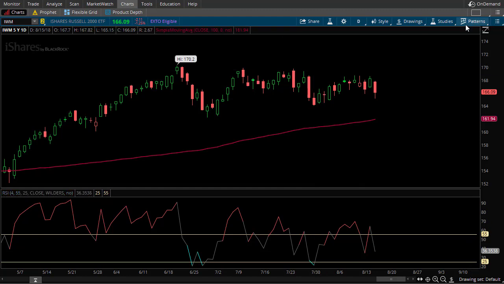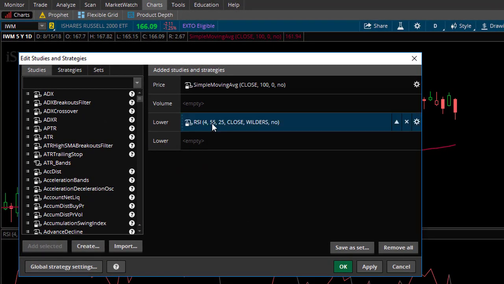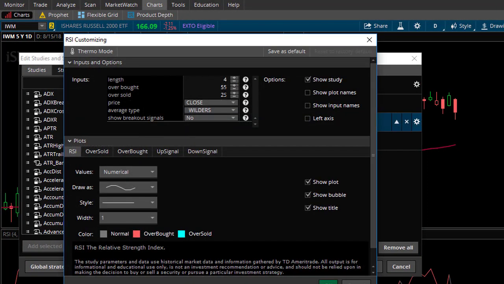And I'm going to go into the studies here, and let's just look at the settings first. Under the RSI, usually the default for many platforms is 14. We're going to use a length of 4. And the overbought and oversold conditions are going to be 55 for overbought, which I know doesn't seem that high, but you'll understand that in just a second. And oversold is going to be 25.